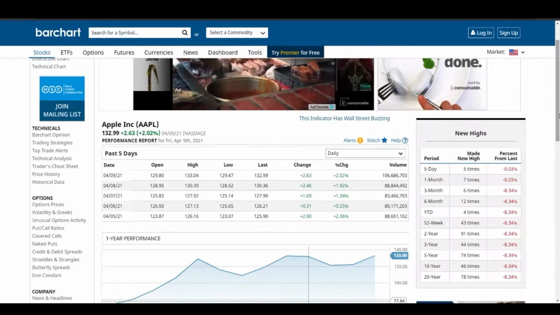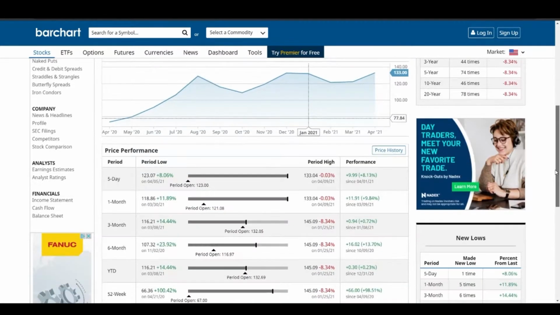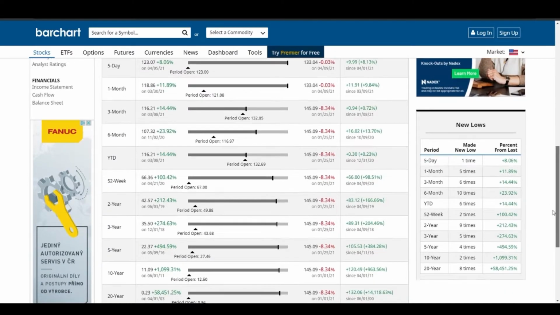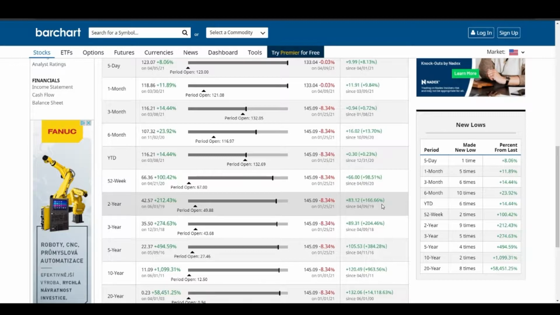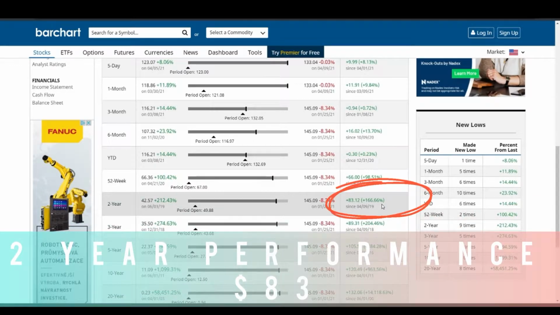Alright, so now that we're here, you can scroll down to the chart and you're looking for the 2-year performance because we're planning on entering a contract for 2 years. Remember, when you're a long-term trader, the longer the better. The more time you have, the more possibility of increasing your profit. As you can see right here at the 2-year, the performance for the last 2 years, it made $83.12.